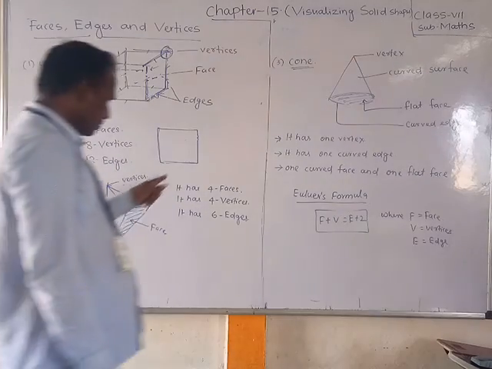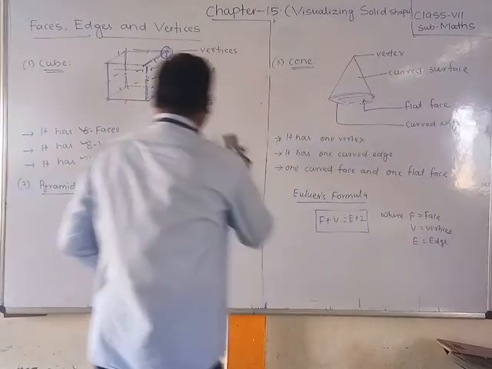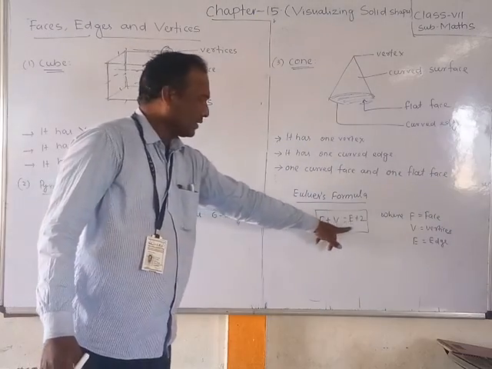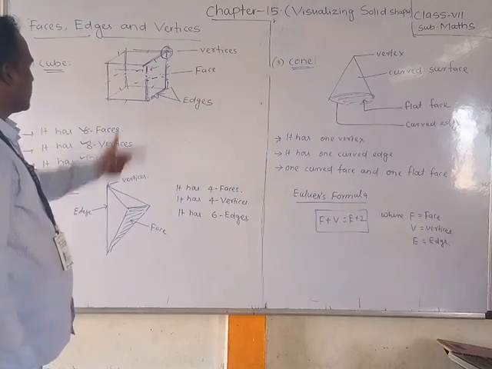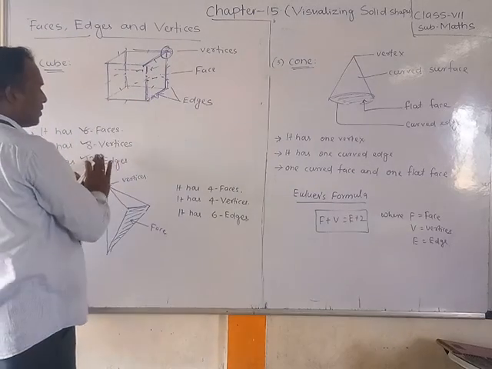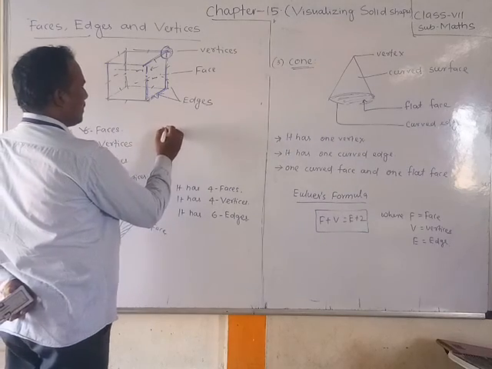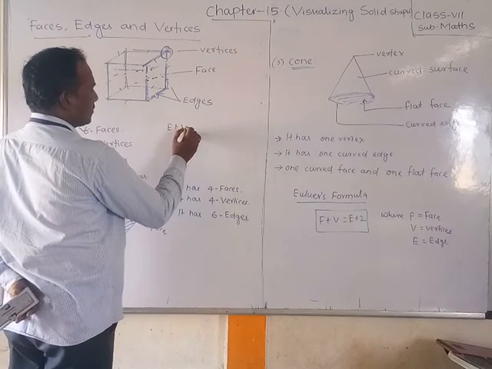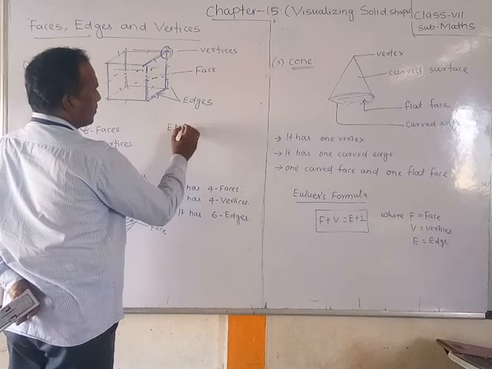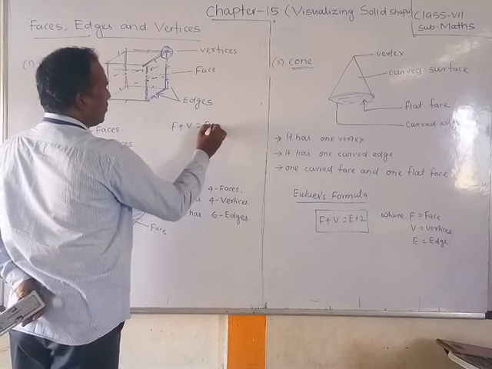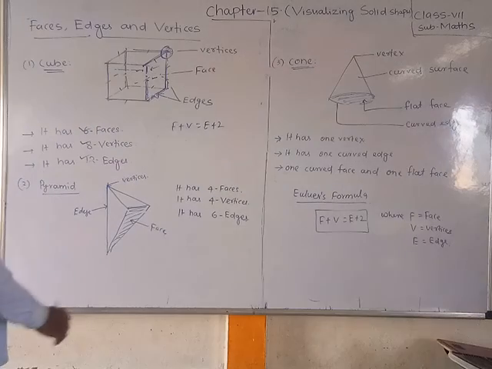Okay. So friends, you know Euler's formula. What is Euler's formula, friends? F plus V is equal to E plus 2. You can check whether you have written it correctly or not. F plus V is equal to E plus 2. This is Euler's formula.